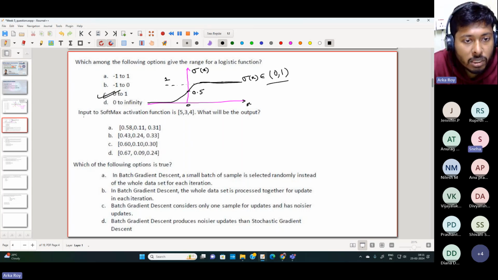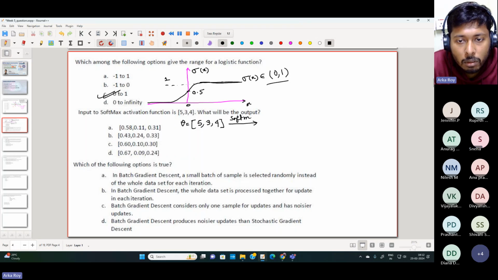Then the next question is input to softmax activation. Let us consider you have a vector v, which is 5, 3, and 4. Now what you do is you apply a softmax function, and you need to get the output O. So O will be O1, O2, and O3. You need to evaluate what is the value of O1, O2, and O3.